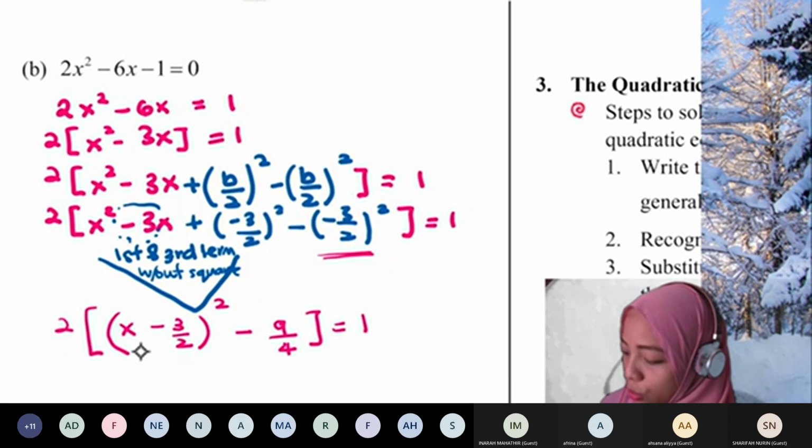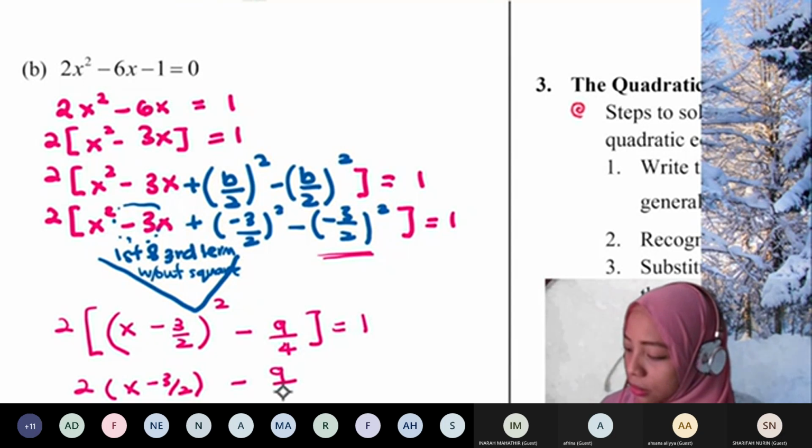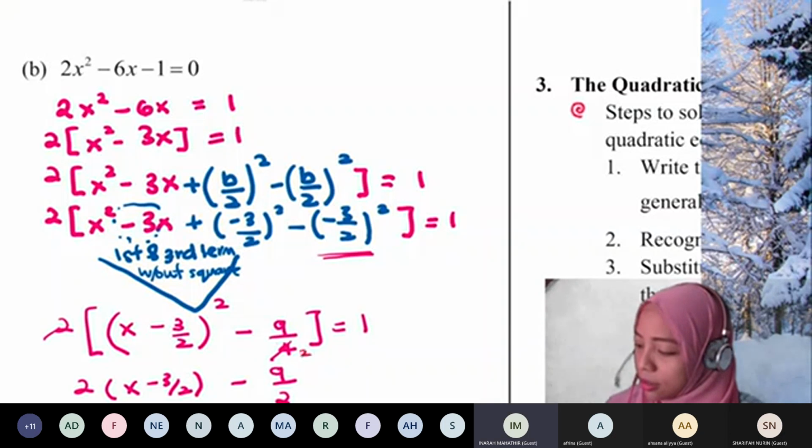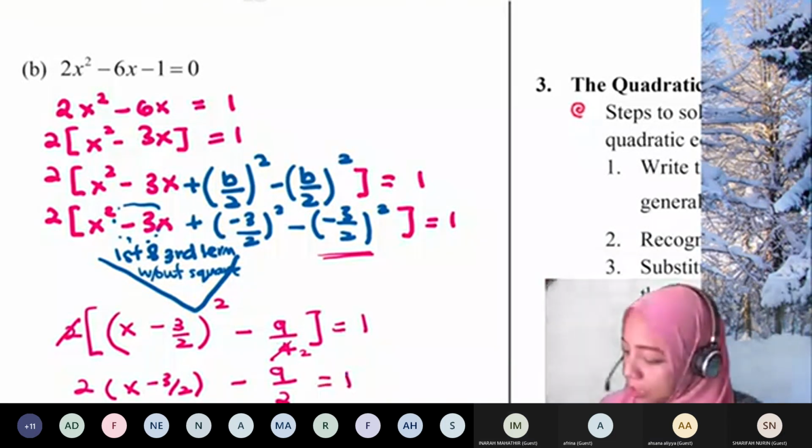So you kena expand dulu. You kena expand each ni. 2x minus 3 over 2 minus apa ni? 2 dengan 4 cancel out jadi apa? 9 over 2. Betul? 2 dengan 4 potong jadi ini dengan ini jadi 2. Betul. Okay. So equals to 1. Okay. And then you rearrange a little bit here. Okay, tolong. 1 plus 9 over 2. Berapa?